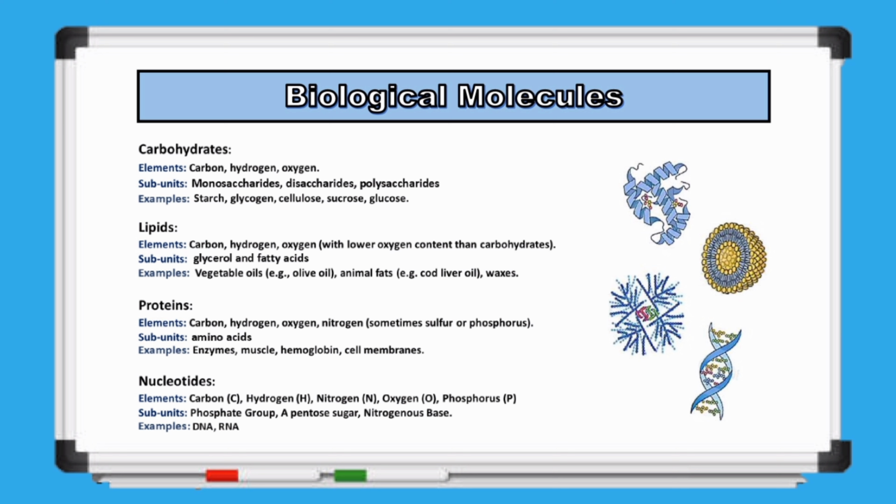So, to wrap it all up, we know that carbohydrates, lipids, proteins, and nucleotides are the 4 key biological molecules. Each one has a specific role, and together they create the foundation for life, allowing cells to function, organisms to grow, and life to continue from one generation to the next.